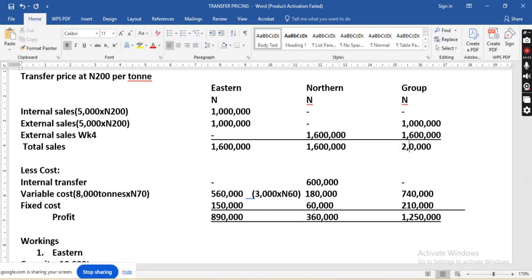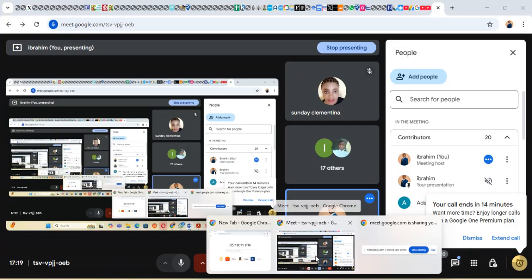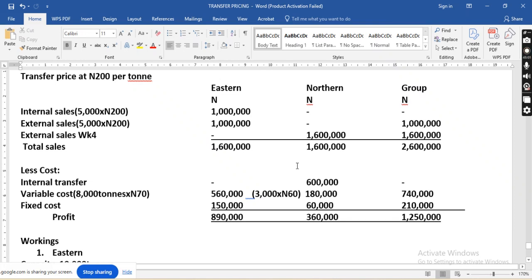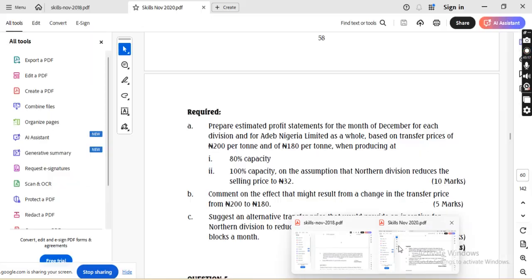So what is the addition of this? 2 million. What is the addition of this part? That is 2.6, right? Yes, 2.6. Okay. So is there anything we will do for the external? I guess no. We don't have anything that we'll do for the external now, right?